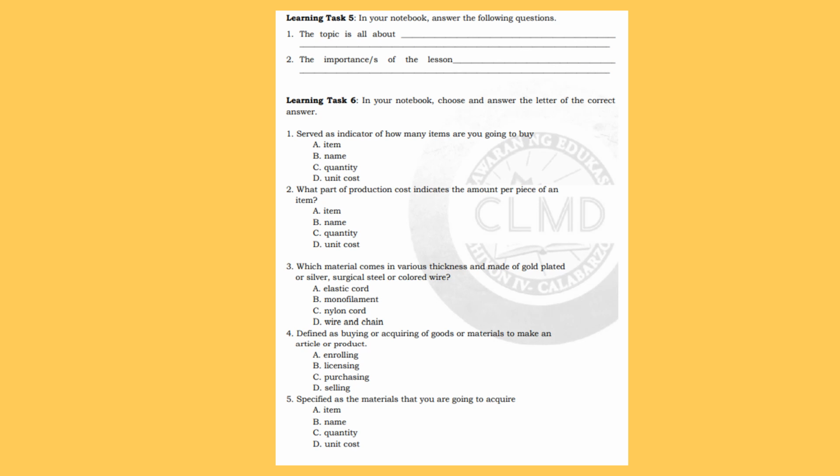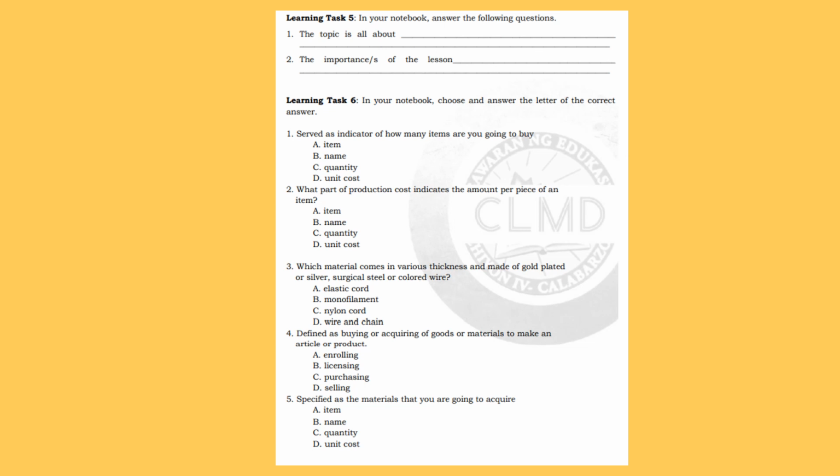Number 1. Serves as indicator of how many items you are going to buy. A. Item, B. Name, C. Quantity, D. Unit cost. What part of production cost indicates the amount per piece of an item? A. Item, B. Name, C. Quantity, D. Unit cost. Which material comes in various thickness and made of gold plated or silver, surgical steel, or colored wire? A. Elastic cord, B. Monofilament, C. Nylon cord, D. Wire and chain.